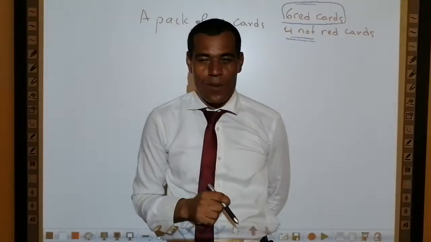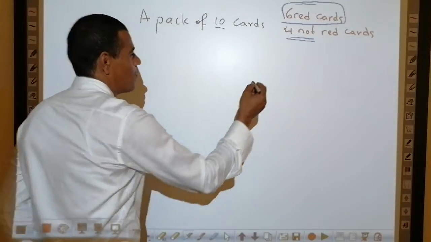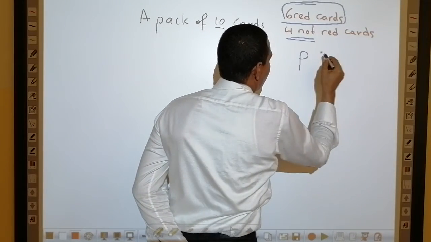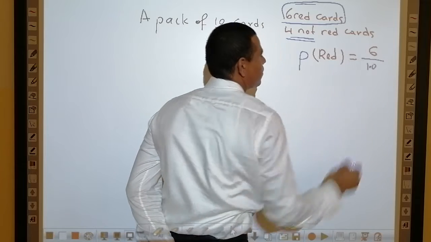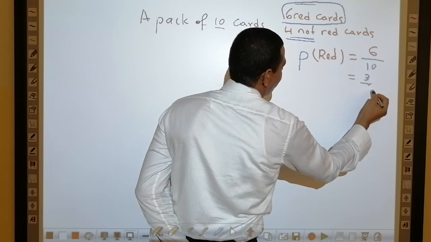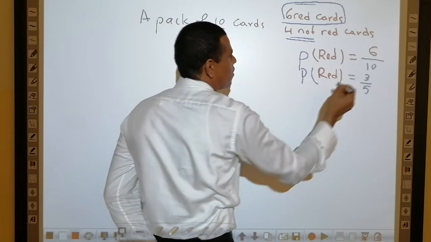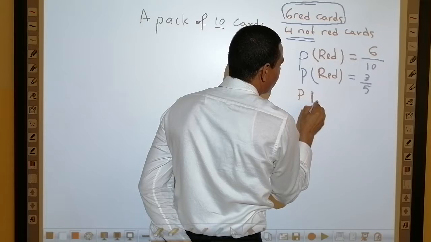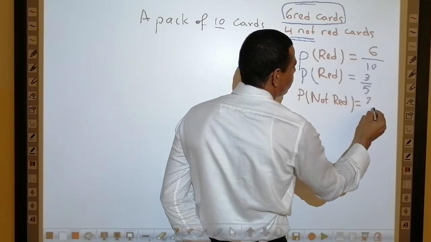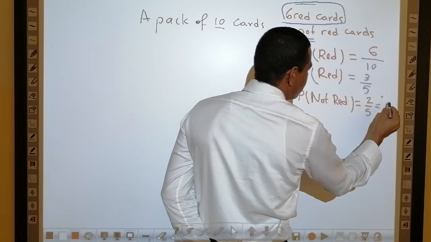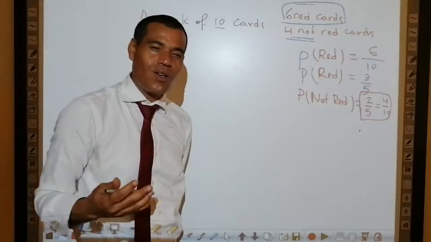Let's first find the probability of getting a red card. The probability of getting a red card is 6 divided by the total, 10. You can also write it as 3 divided by 5. This is the probability of red. And the probability of not red is equal to 2 over 5, or 4 over 10. These two fractions are called equivalent fractions.